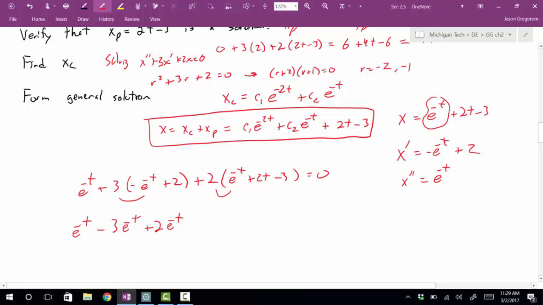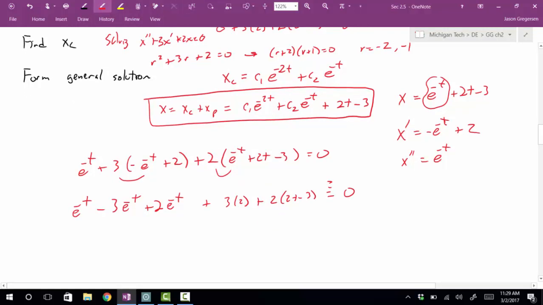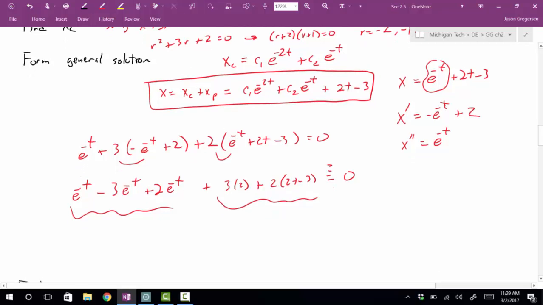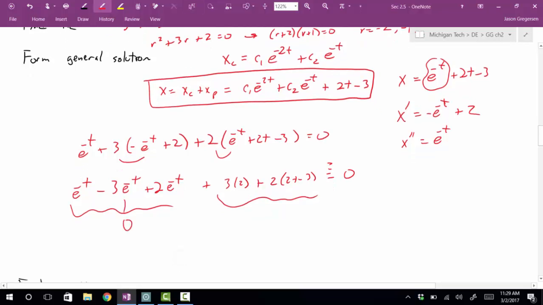Okay? And now I'll group the other pieces. The other pieces are 3 times 2 plus 2 times 2t minus 3. And the question is, is that equal to 0? This is just the same thing I had when I verified my original xp. This is all the stuff associated with that extra piece from the complementary solution. But if I just add up this stuff right here, it's going to be 0.